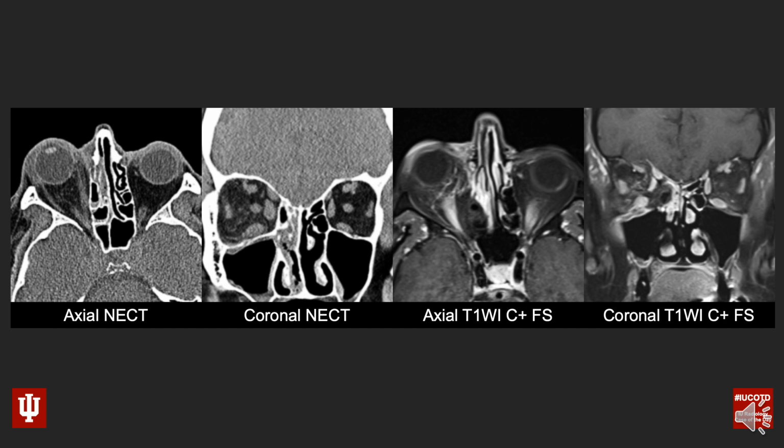Image on the left is an axial non-contrast CT. Image second to the left is a coronal non-contrast CT. Third one over is the axial T1 post-contrast fat-saturated sequence of the MRI, and the image on the right is the coronal T1 post-contrast fat-saturated MRI sequence.